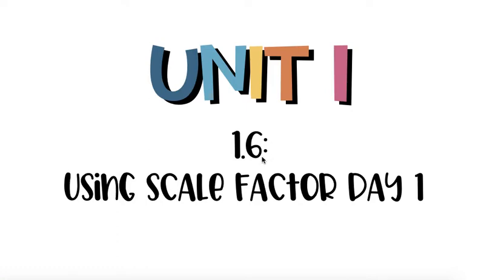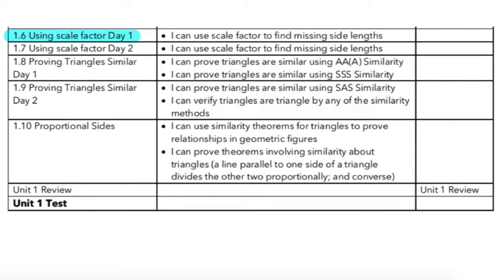This is Unit 1, 1.6, using scale factor, day 1. We are continuing after our quiz that we took, and this will be introducing using scale factor and proportions to find missing side lengths, and using those relationships of proportional sides from similar polygons to help us apply that to find missing things.